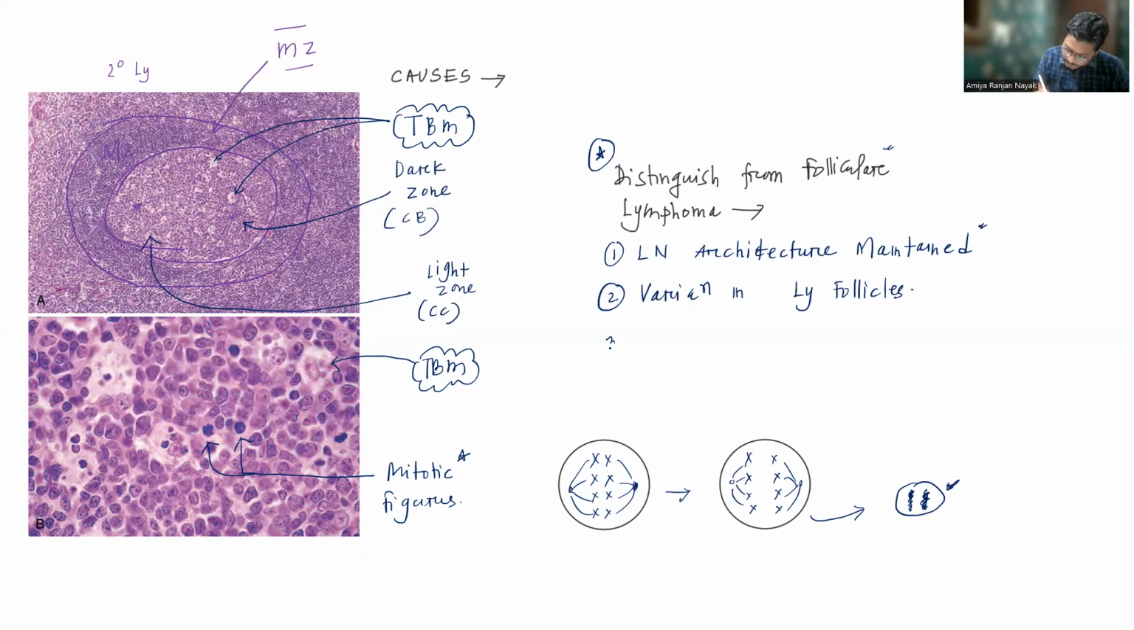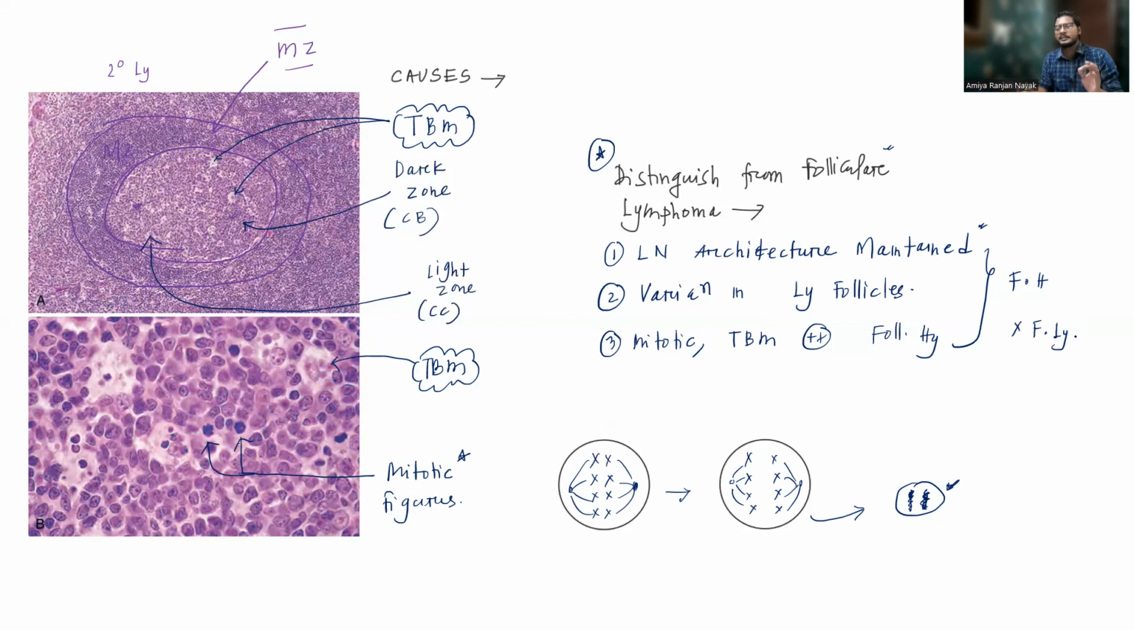And the third point is we are going to find the mitotic figures and the tingible body macrophages. So mitotic figures and tingible body macrophages are found in follicular hyperplasia, and not in follicular lymphoma. We'll again discuss these points when we discuss follicular lymphoma, but these are the three important points you have to remember.